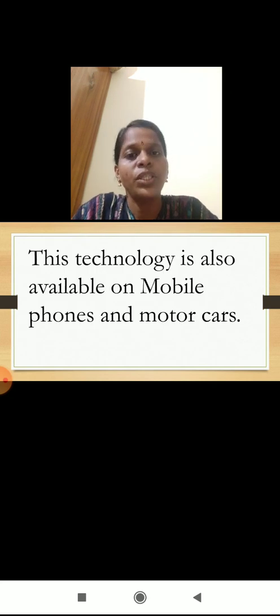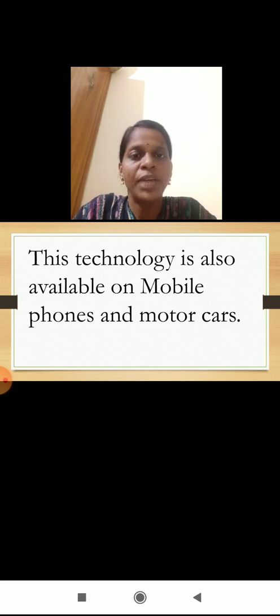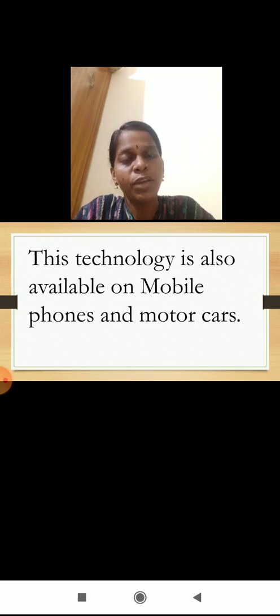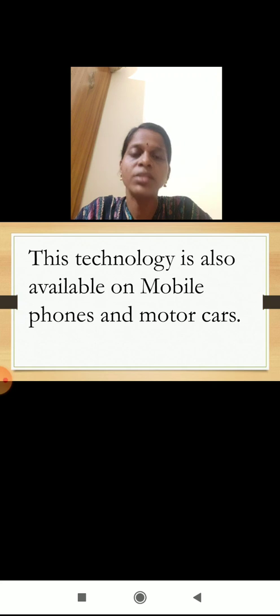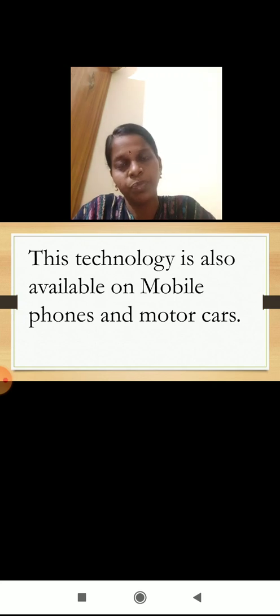This technology is also available on mobile phones and motor cars. When you were traveling to a nearby area, earlier, not now, as definitely you are at home, you must have become aware of Ola and all when you book. So children, all these things are helping us, because we have made imaginary lines, that is latitude and longitude. Because of this, we are able to reach a particular place very easily.